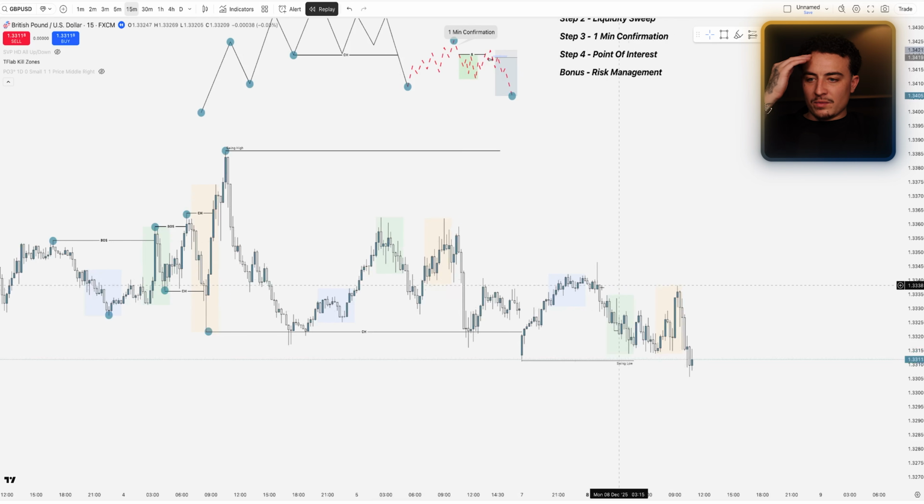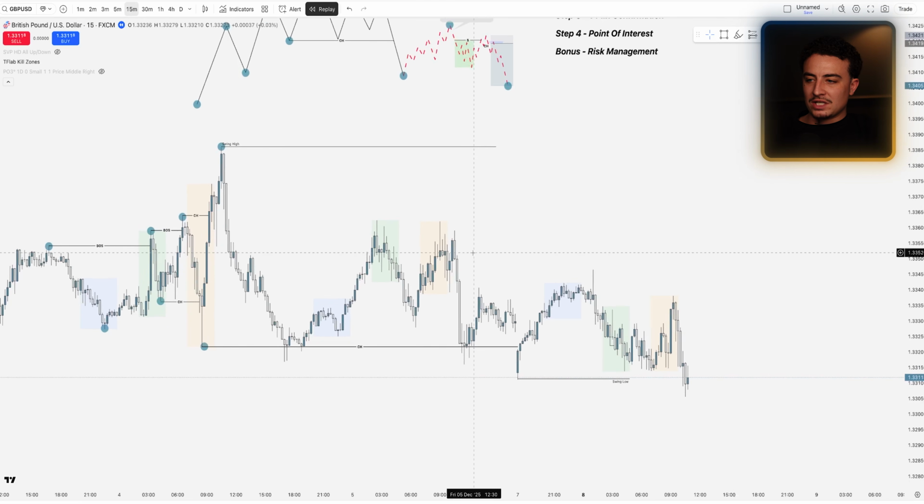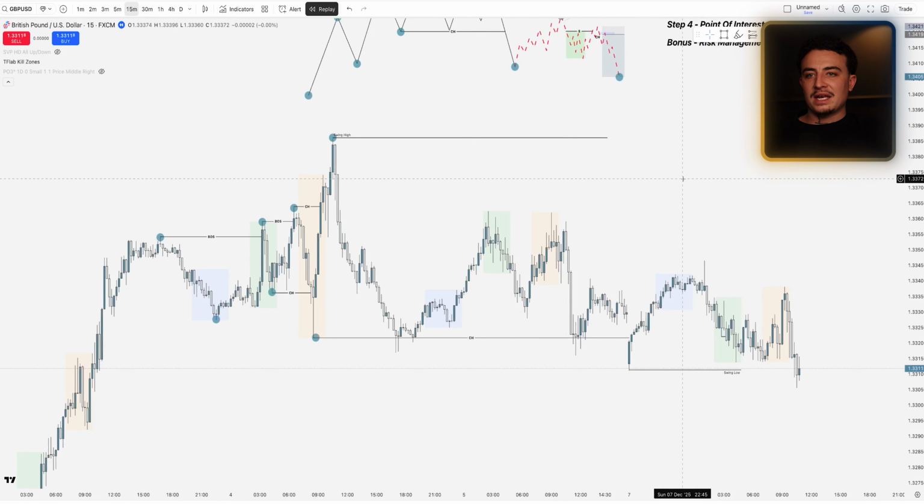But what actually happens? We have a pullback, okay? And because I'm bearish, I know that I'm looking for shorts, right? So let's just leave that there for now, and we're going to come back to it. Let's go over the next part of the strategy.